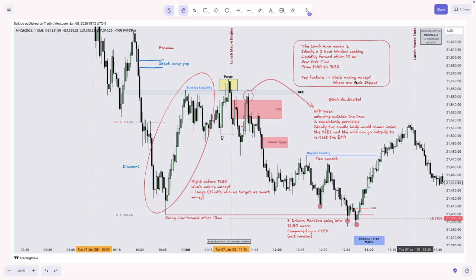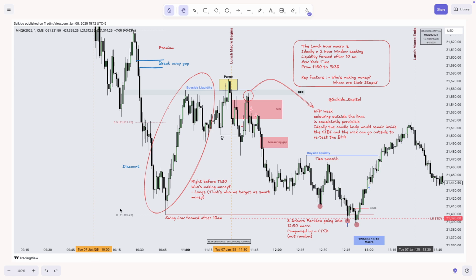And then the key factors, you look at who's making money before 11:30. So in this case, you can see that right before 11:30, longs are making money, right? And then their stop loss will be, you look at any liquidity formed after 10 o'clock. So in this case, 10 o'clock is here.